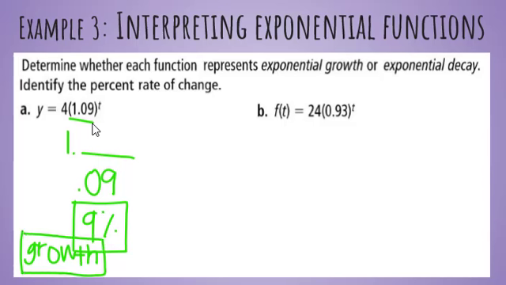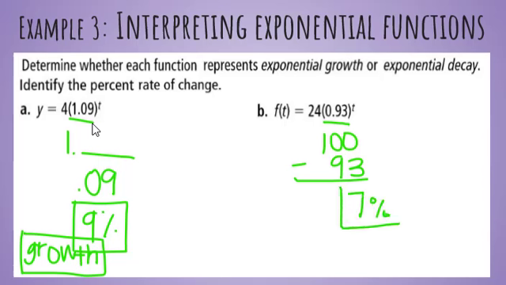Over here, again, we're still looking at what's inside the parentheses. We have 0.93. This time, you're going to subtract that from 100. You always are going to subtract from 100. 100 minus 93 is 7. So our percent rate of change here is 7. And because we're leading with a 0 here, this is going to be decay.